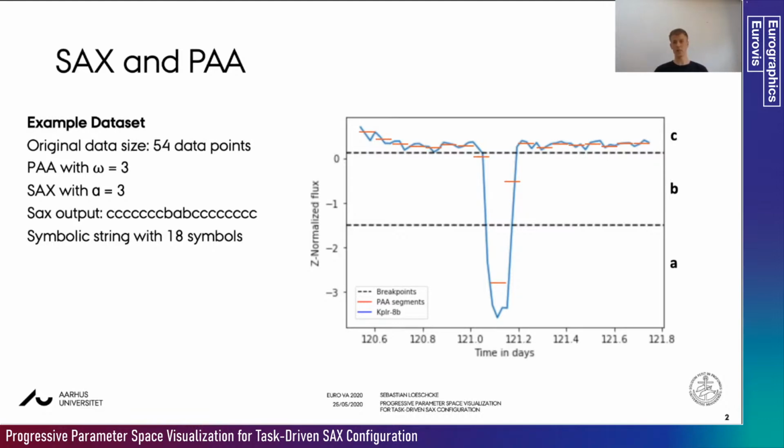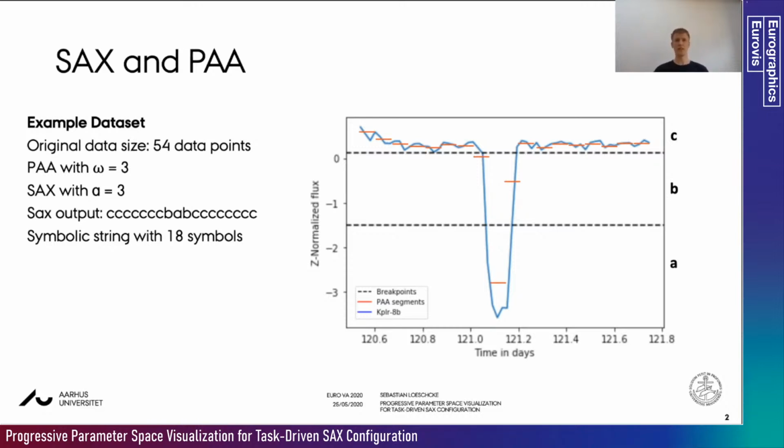PAA takes a time series of arbitrary length and splits it into equal-sized segments of length omega. The mean value for each segment is then computed and used instead of the individual values for that segment. In this example, we have a dataset of size 54 and use a segment size of 3. PAA then computes the 18 segments that are displayed in the red figure.